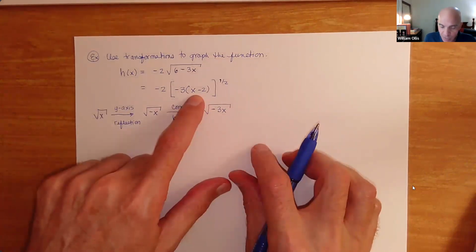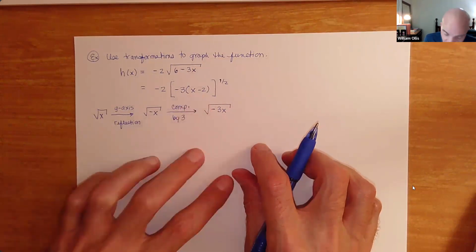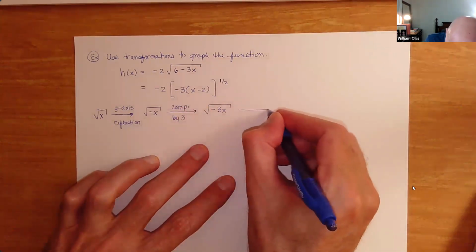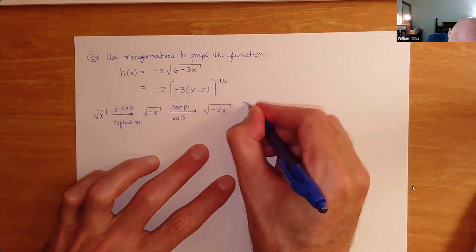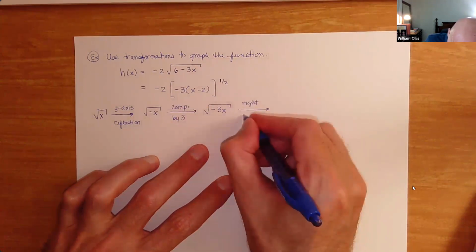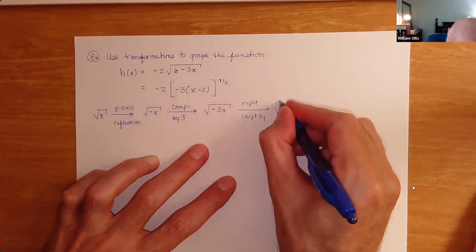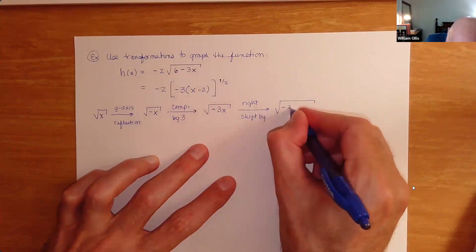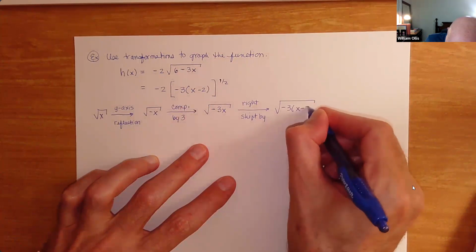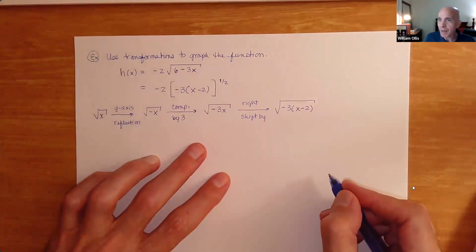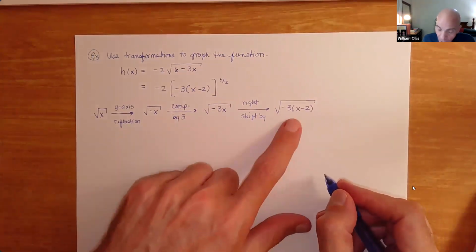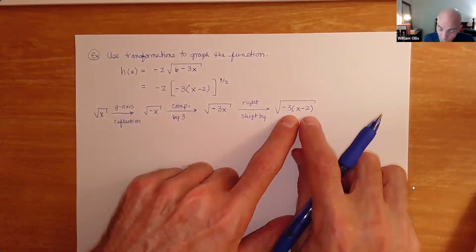Now to get the x minus 2, we'll just do a right shift by 2. So this gives us the square root of negative 3 times x minus 2. Right shift by 2. Now when we look at this, we're almost home free.